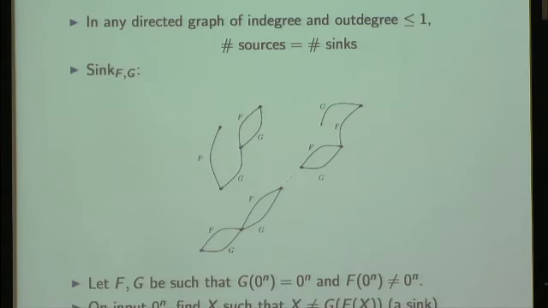Here's a search problem given such functions f and g. This condition is only to guarantee that 0 is a source. Then we want to find some x that is a sink. So here we are looking for some kind of red node: x is mapped somewhere, and you apply g on that, and you don't get back x. We are looking for such an x.